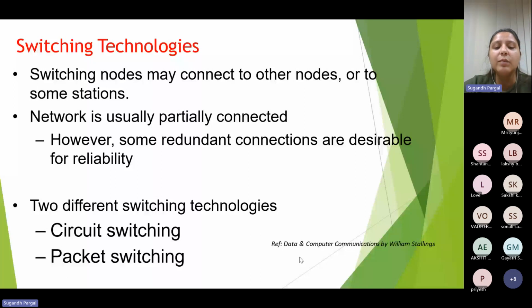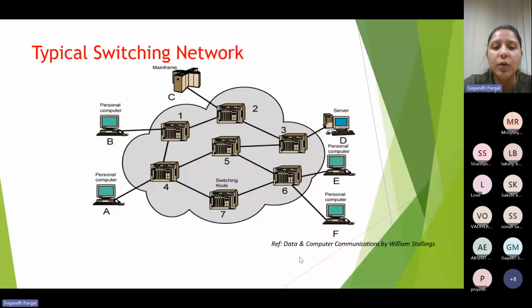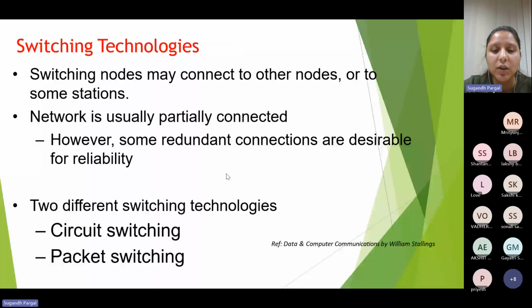So there are two different types of switching technologies. Like we have to communicate from personal computer B to personal computer F. There might be a case in which it communicates through 1, 4, 5, and 6, or through 1, 4, 7, and 6. So there are multiple switched paths through which the computers can interact. Then we have to decide how the two computers will interact. For that, there are different switching technologies. One is known as circuit switching and another is known as packet switching.